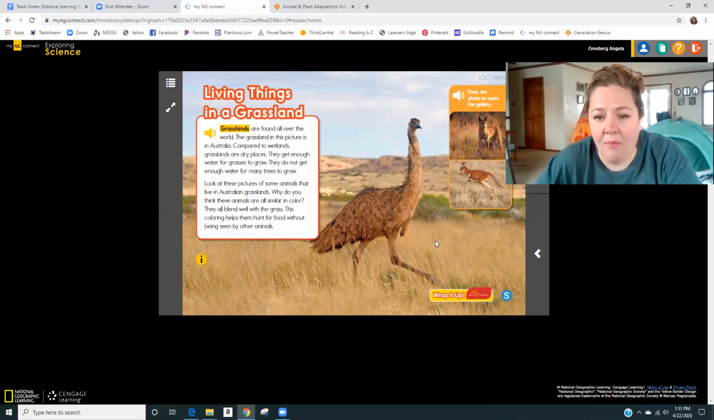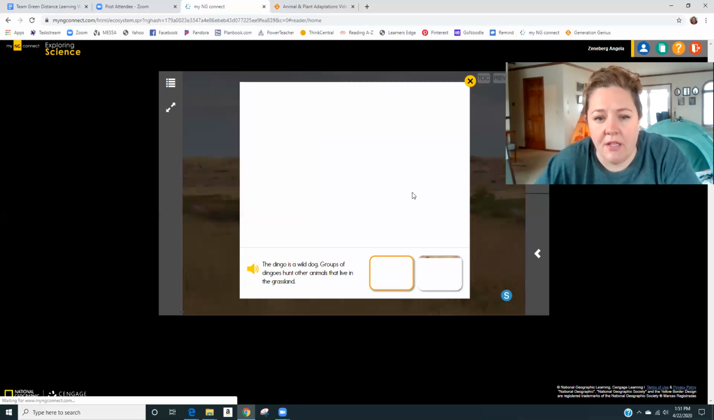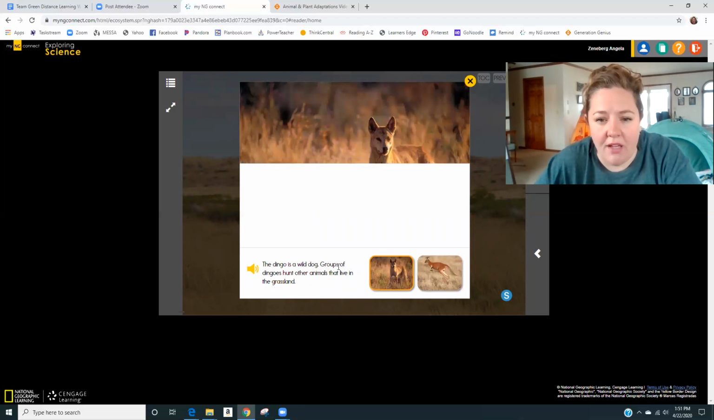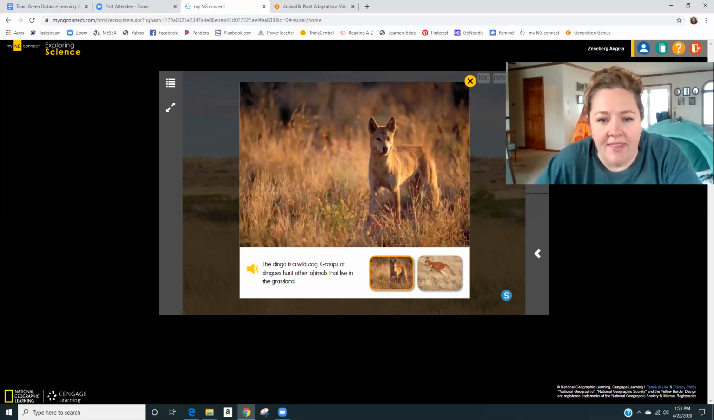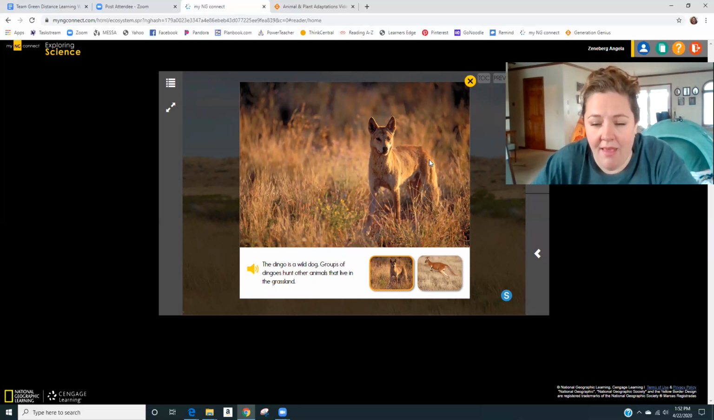They can sneak up on prey, like this, I think it's called a coyote. Let's take a look. A dingo, a wild dog. Groups of dingoes hunt other animals that live in the grassland. So if this dingo was trying to catch this kangaroo, being the same color as the background, the kangaroo might not see him as well.